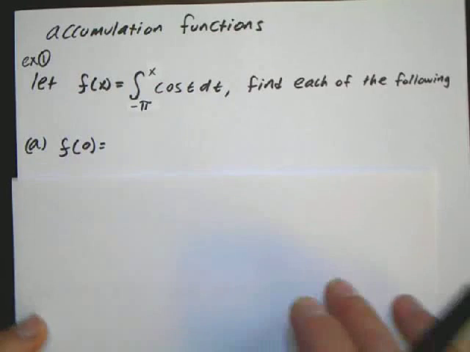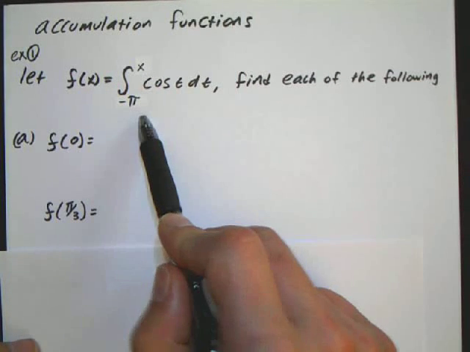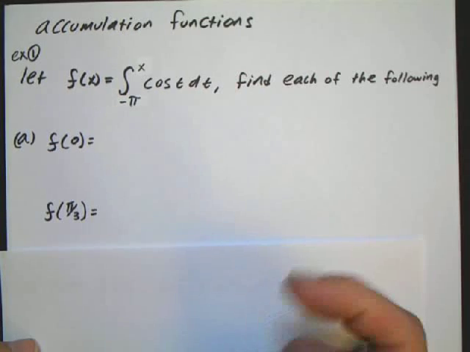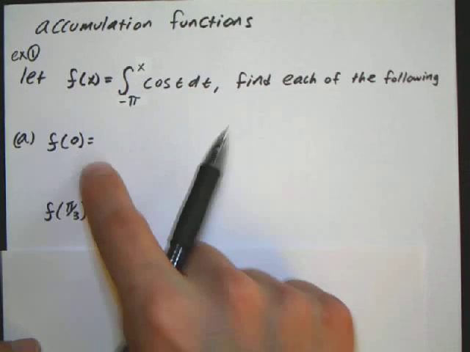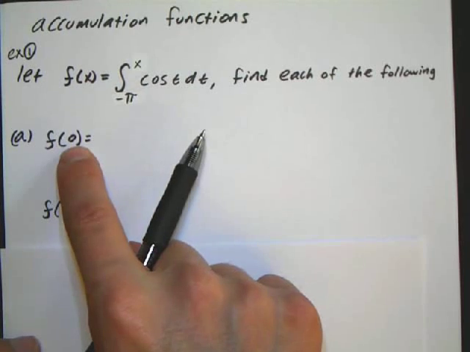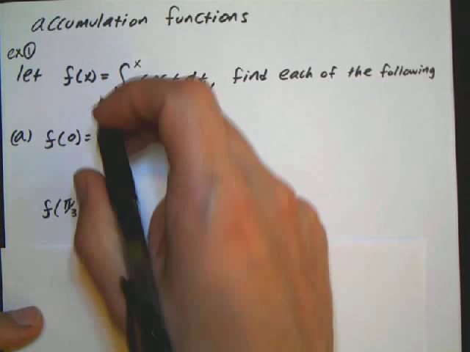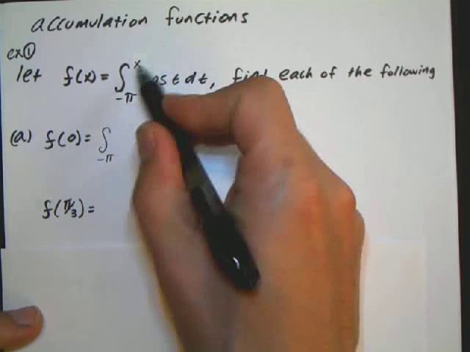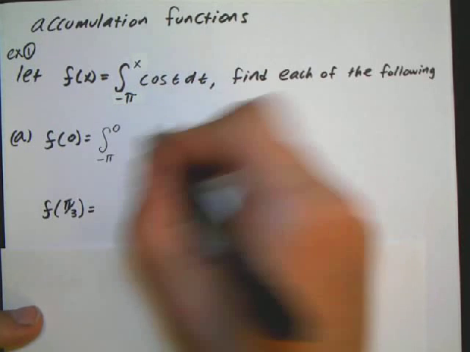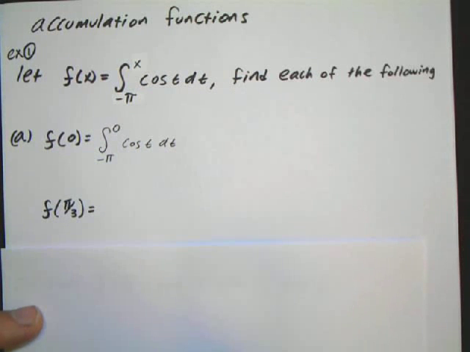So first, we're going to let f of x be this integral, and I want to find the following of these first two problems. Now, this is just saying plug in 0 for x. So I don't have to use the fundamental theorem just yet. All I'm doing is taking the integral from negative pi, and the top variable is going to turn into 0. And then it's going to be cosine of t dt.